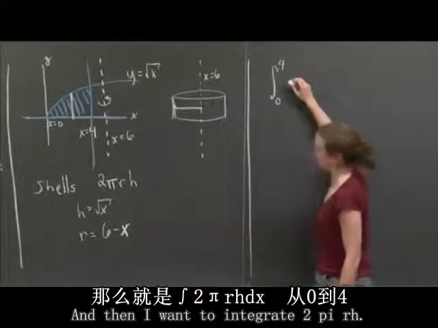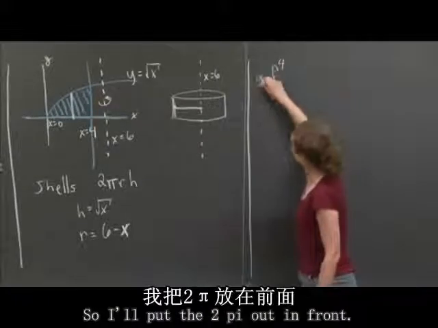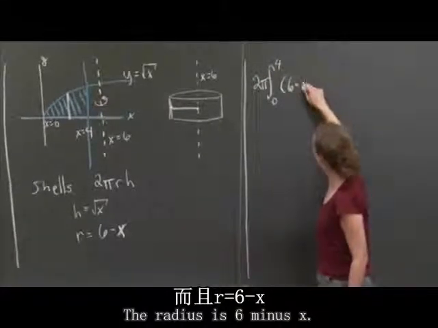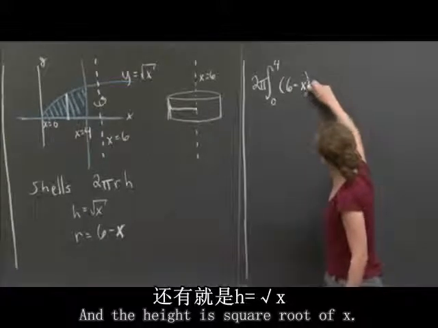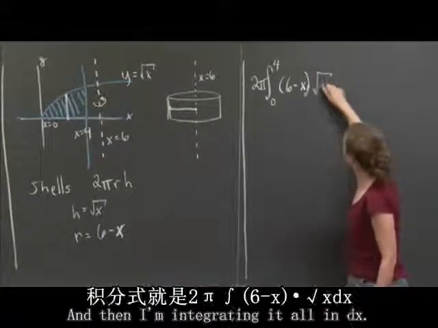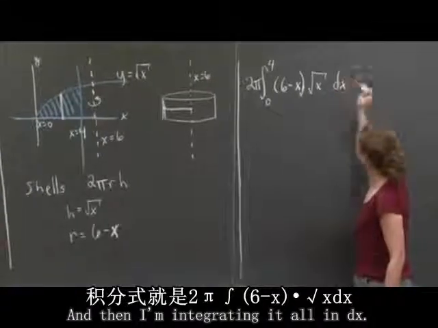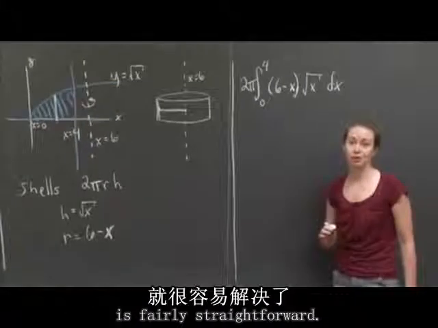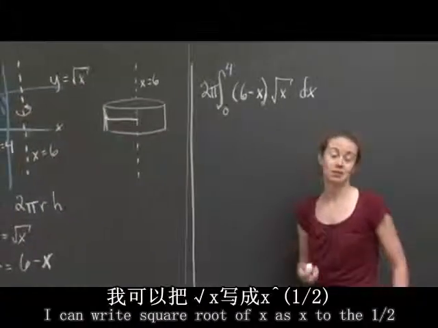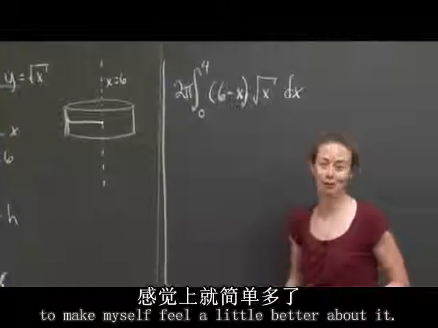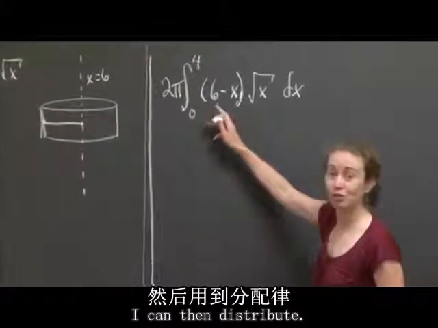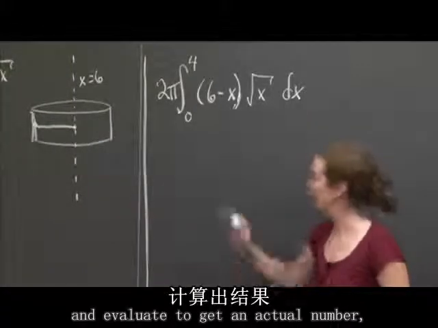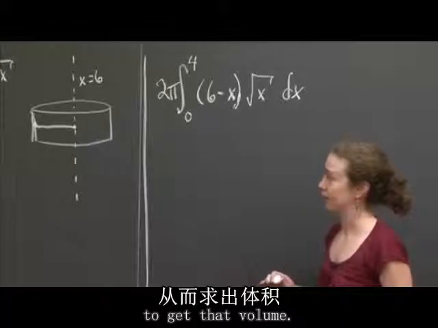And then I want to integrate 2 pi r h. So I'll put the 2 pi out in front. The radius is 6 minus x. Oops. And the height is square root of x. And then I'm integrating it all in dx. And at this point, solving the problem is fairly straightforward. I can write square root of x as x to the 1/2 to make myself feel a little better about it. I can then distribute, and then I just use the power rule to do the integration and evaluate to get an actual number, to get that volume.